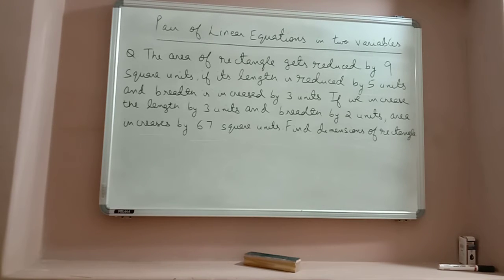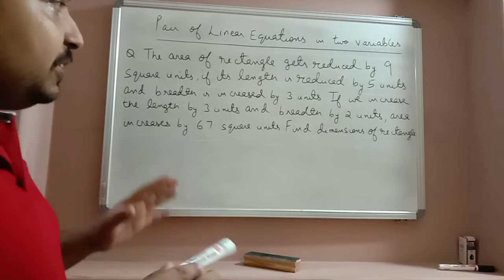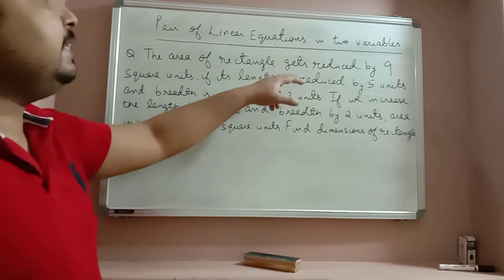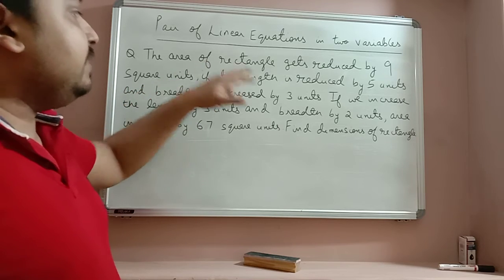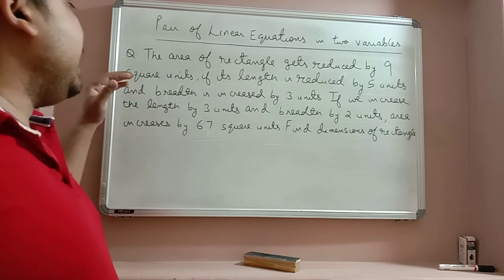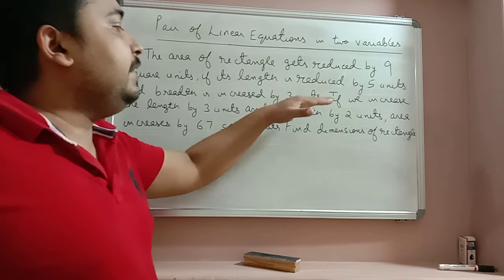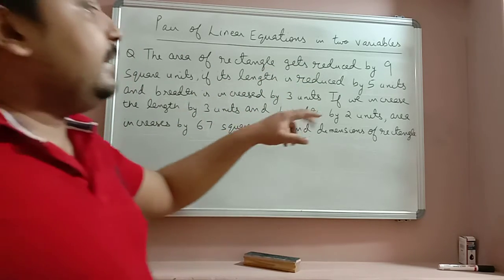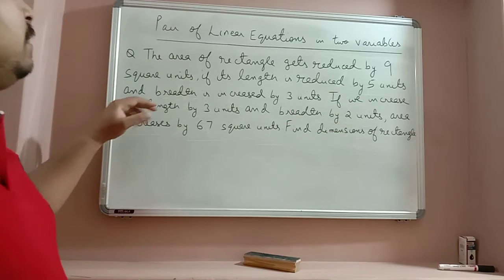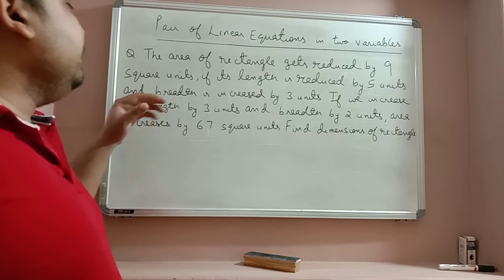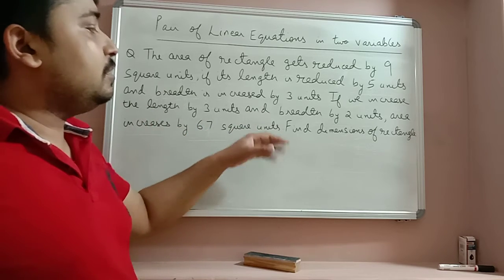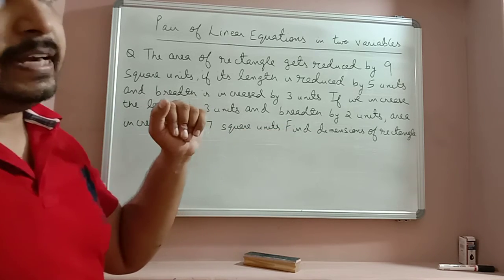Alright students, let's take up another word problem and we'll try to solve this using cross multiplication method. The question says the area of a rectangle gets reduced by 9 square units if its length is reduced by 5 units and breadth is increased by 3 units. In the second case, it says that if we increase the length by 3 units and breadth by 2 units, area increases by 67 square units. Find the dimensions of rectangle.